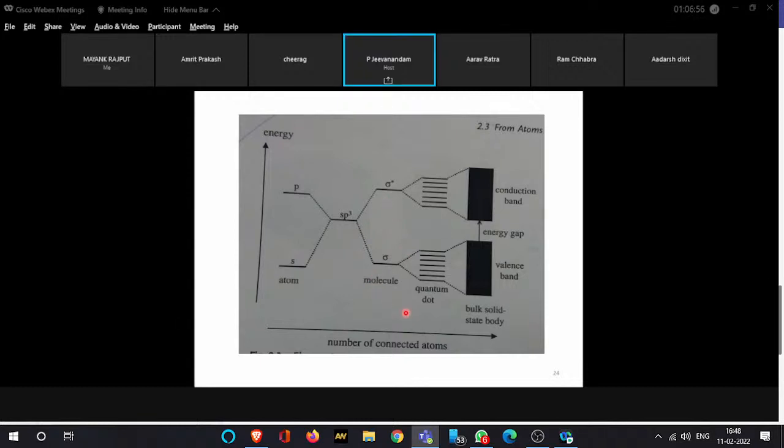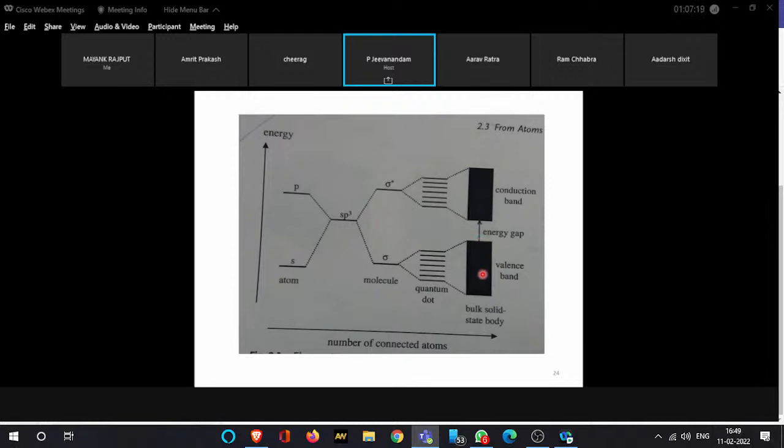From a molecule, if you go to a bulk solid, which has a large number of atoms or molecules, obviously you are going to have a band. We call it the valence band and the conduction band. Usually the valence band is completely filled and the conduction band is empty, and you have an energy gap. This energy gap, of course, depends on the material.